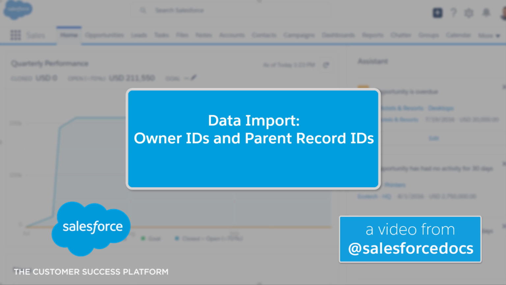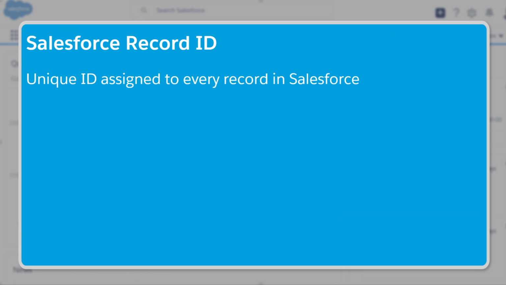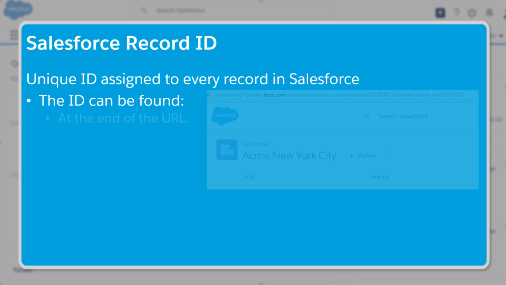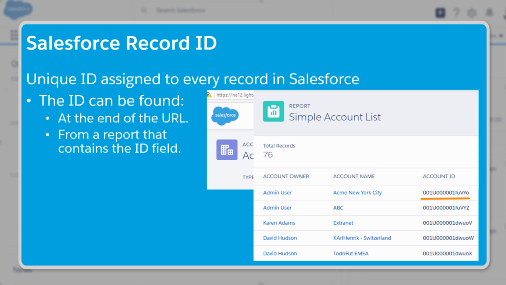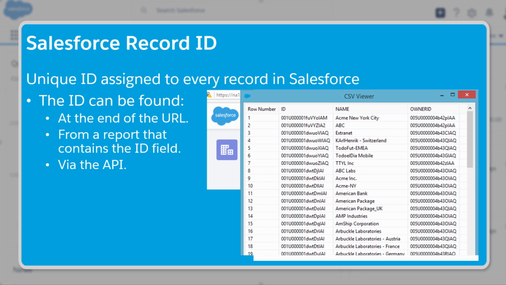Every record in Salesforce is assigned a unique ID, even each Salesforce user. This ID can be found at the end of the URL, in reports in the Object ID column, or through the API, for example, through an export file from Data Loader. This video uses Data Loader as the main example, but will be useful for anyone importing child records.